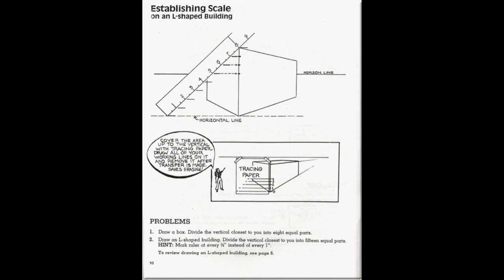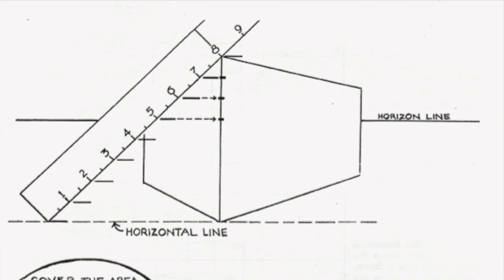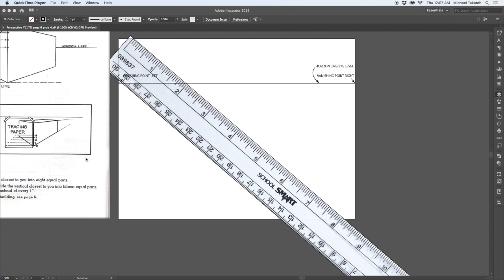Okay, here we're going to use the division method of a ruler and a triangulation. So here it is up close, the rectangular shape, 8 spaces. And here's kind of an L-shaped building with those dimensions. And now we're just going to break this down.